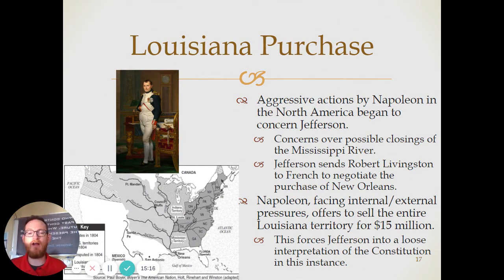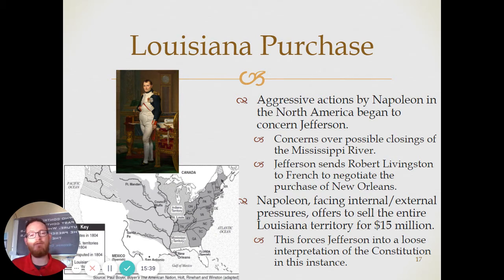Napoleon had been very aggressive in his actions in North America, and it began to concern Jefferson. The concern was that Napoleon might move to close down the Mississippi River. If you remember, New Orleans during this time is still largely under French control. So Jefferson would send Robert Livingston to France to negotiate the purchase of New Orleans.